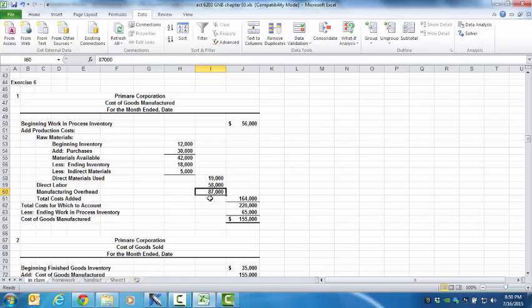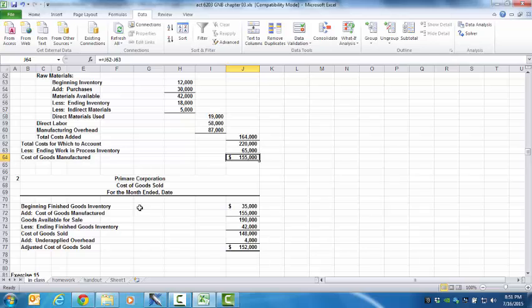And then, of course, the overhead has been applied at $87,000. Now remember, inside this $87,000 are those indirect materials, so I definitely wouldn't want to count it twice. I'll add these three production costs, and they total $164,000. And when you combine it with what you started on hand, that yields $220,000. We still have 65 left on the production floor. We're not finished. And when you subtract those, we completed $155,000. Now I'm going to use this $155,000 to calculate the cost of goods sold.